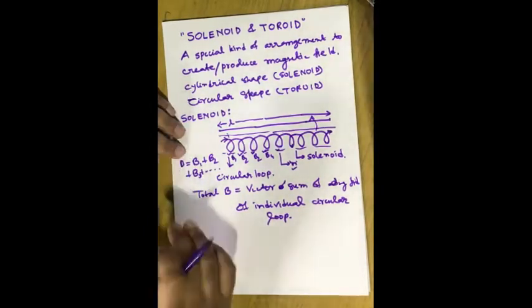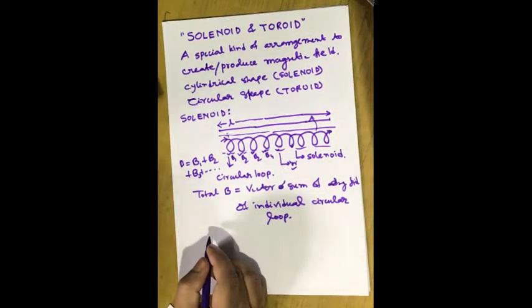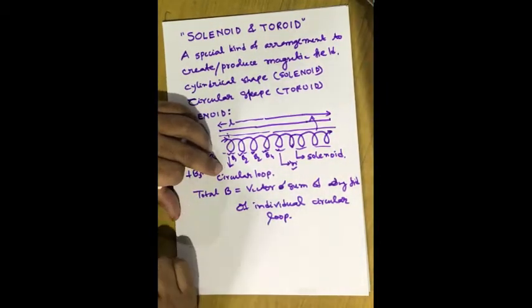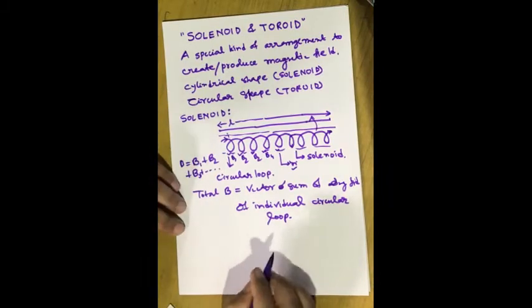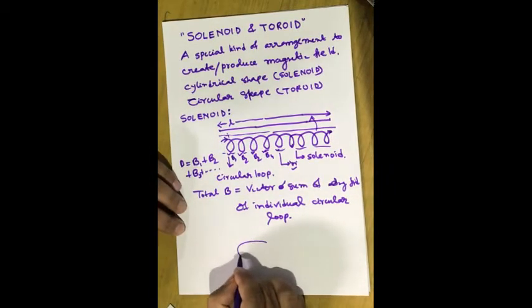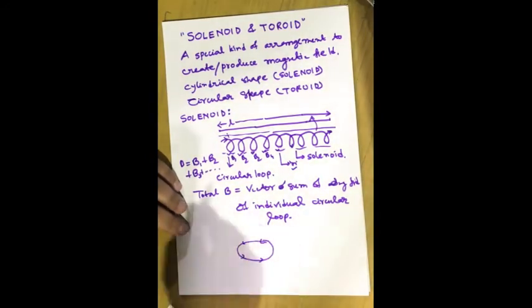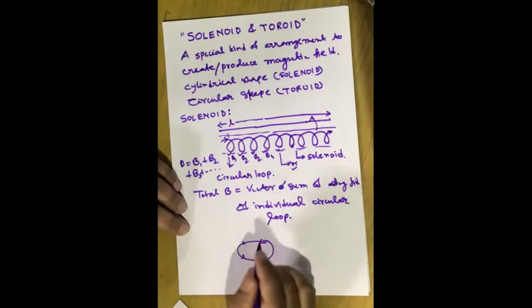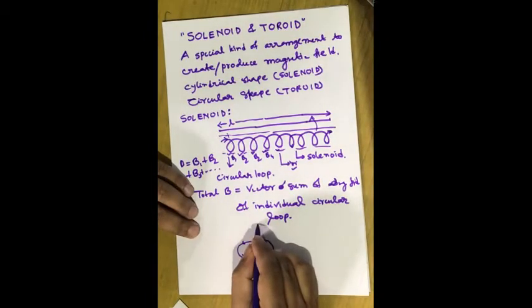For that, we need to know the value and the direction of the magnetic field produced by a circular loop. For example, if you remember, if we consider a circular loop carrying a current in the anti-clockwise direction, then the shape of the magnetic field was like that.